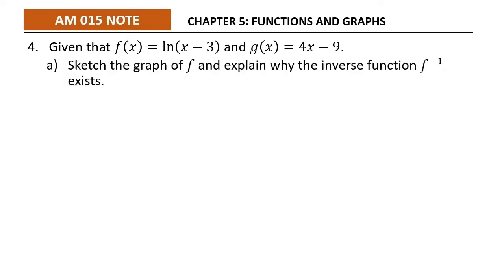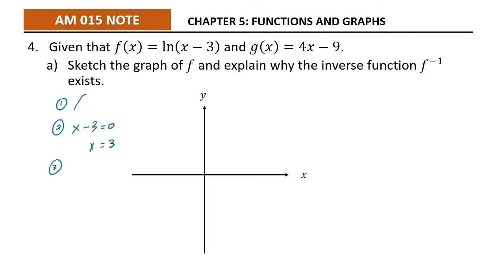Next example, question 4. Given that f(x) equals ln(x minus 3) and g(x) equals 4x minus 9, sketch the graph of f and explain why the inverse function f inverse exists. So f(x) is ln(x minus 3). First we have the shape of ln, positive x positive. And second, the asymptote: x minus 3 equals 0, x equals 3. Third, sketch the graph.